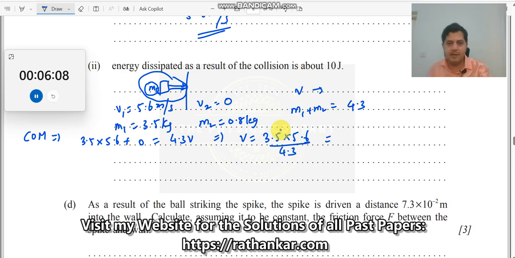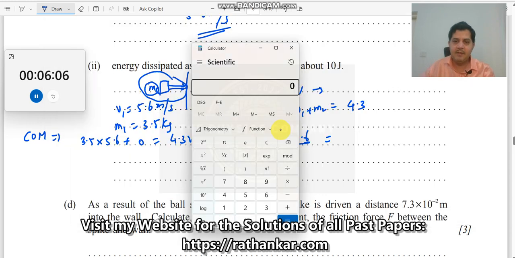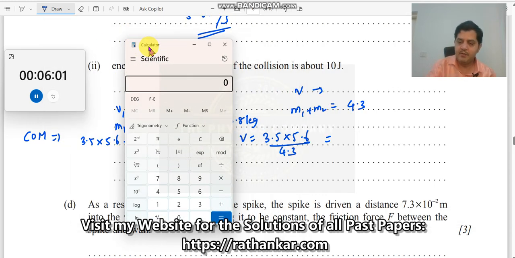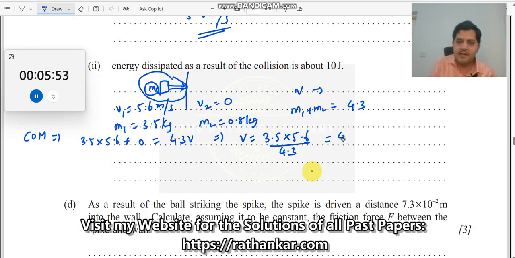Let us find out what this value is. Let me take my calculator. So I will use 3.5 times 5.6 divided by 4.3. I get the answer as 4.55 meters per second. There is no square here, it is just like this.